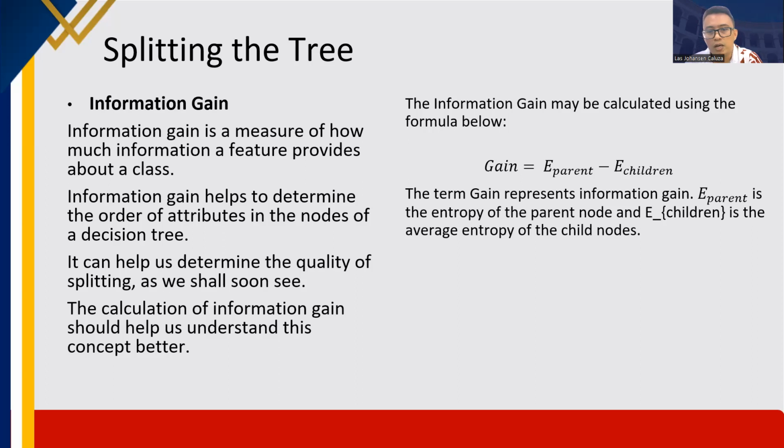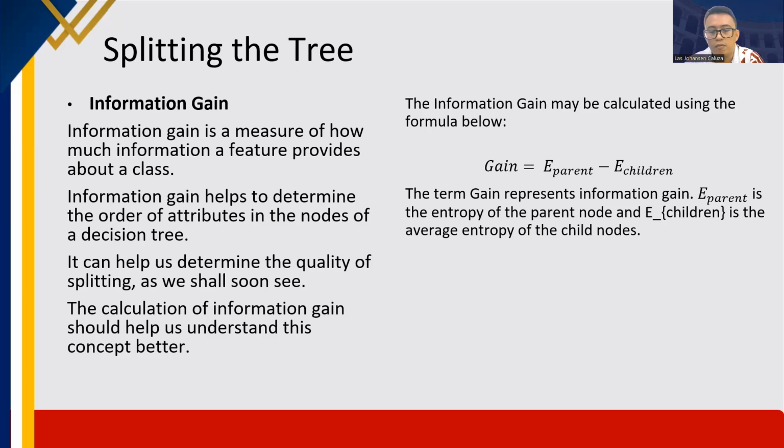Now, the information gain may be calculated using the following formula, where gain is equal to E sub parent minus E sub children. The term gain represents information gain, E sub parent is the entropy of the parent node, and E of children is the average entropy of the children nodes. As a result, you will have your information gain calculations.